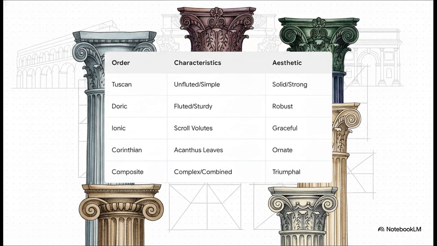We added the incredibly solid, simple Tuscan order at the base of the hierarchy, and we invented the super ornate composite order for our absolute grandest triumphal arches. The takeaway here? Every single column wasn't just there to hold up a roof. It was a visual tool. It communicated power, order, and our strict social hierarchy in literally every building we constructed.